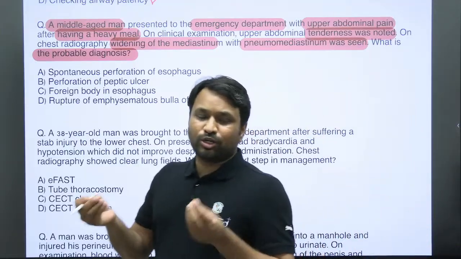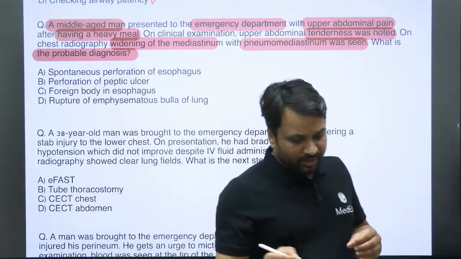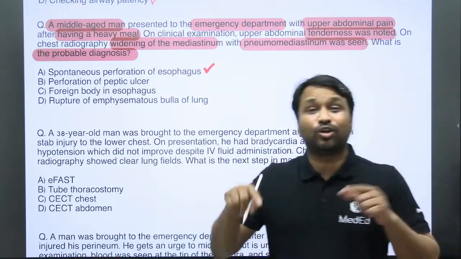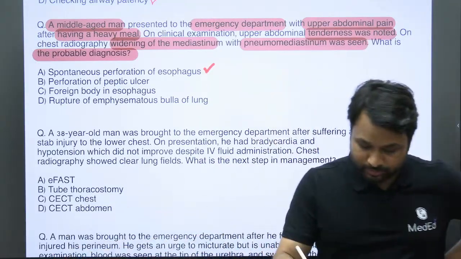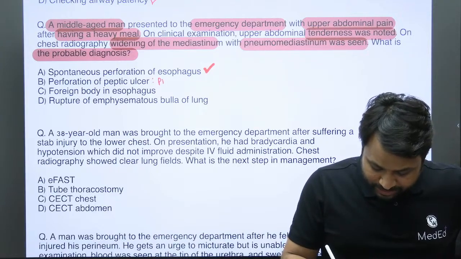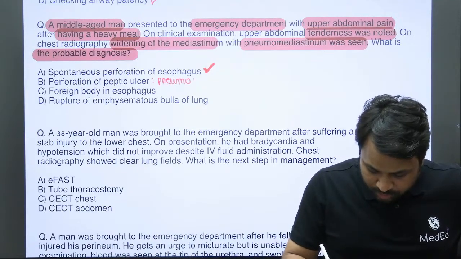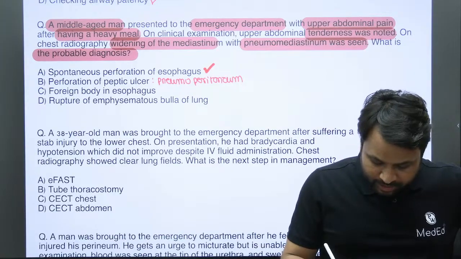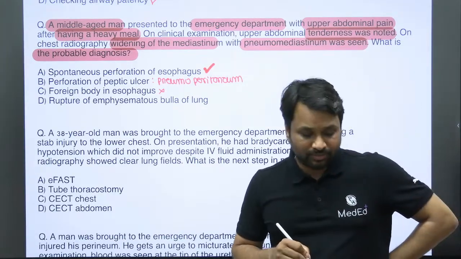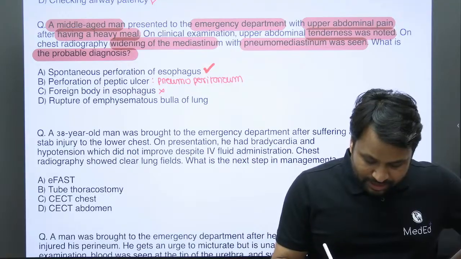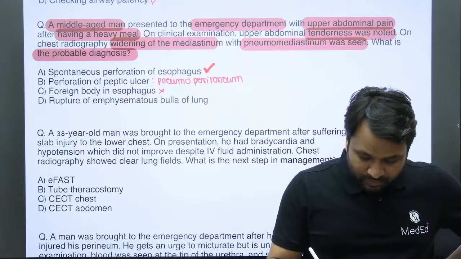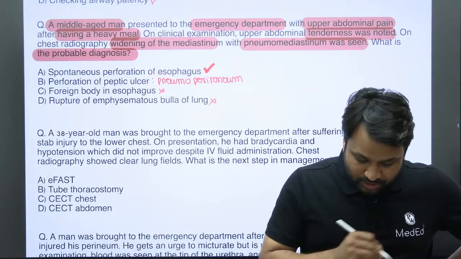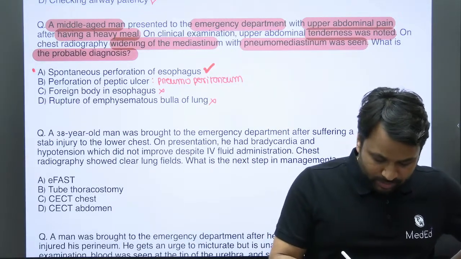So in order to have a pneumomediastinum, the air has to leak from somewhere. Can it be spontaneous perforation of the esophagus? Yes. Perforation of peptic ulcer disease will not cause pneumomediastinum. It will cause pneumoperitoneum. Foreign body in the esophagus cannot cause pneumomediastinum. Okay. Rupture of emphysematous bulla of the lung. Yes, the bulla of the lung can cause the pneumomediastinum, but it cannot cause abdominal pain. So this is wrong. So the answer here is going to be A, for Ahmedabad.